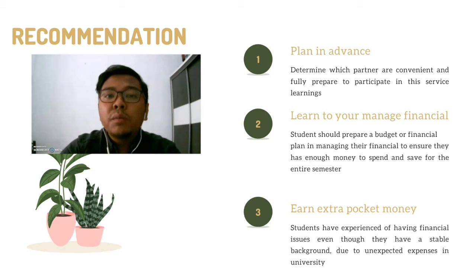Lastly, earn extra pocket money. Most students have experience of having financial issues, even though they come from a stable family. It is due to unexpected expenses in universities such as club or society activities, sports, or hanging out with friends. And extra money will keep them active and they no longer have to worry about being able to afford the basic essentials. They can rely less on their parents or the scholarship that they receive.